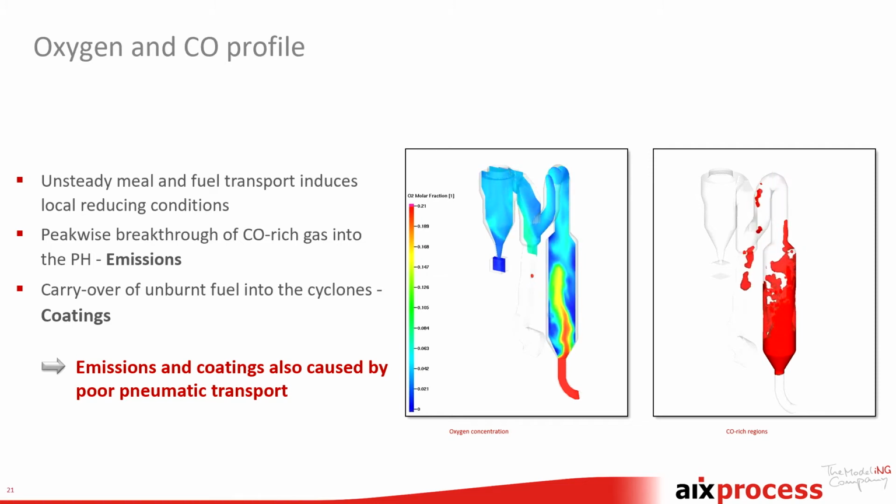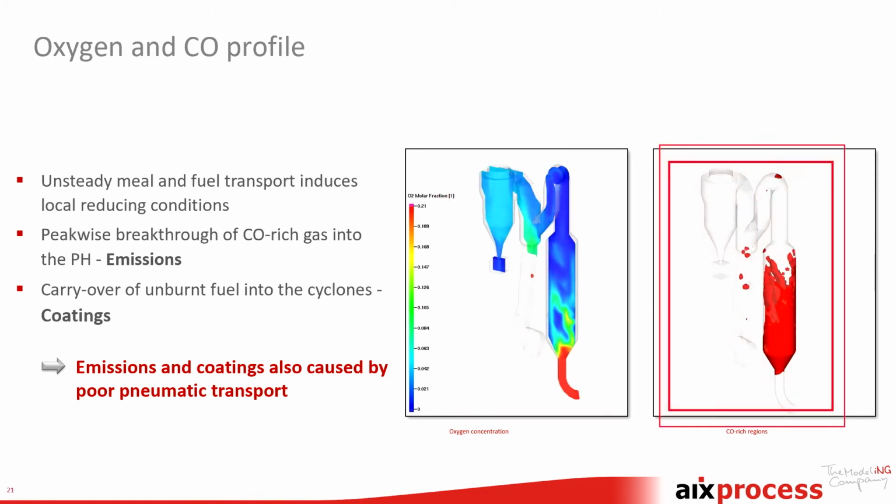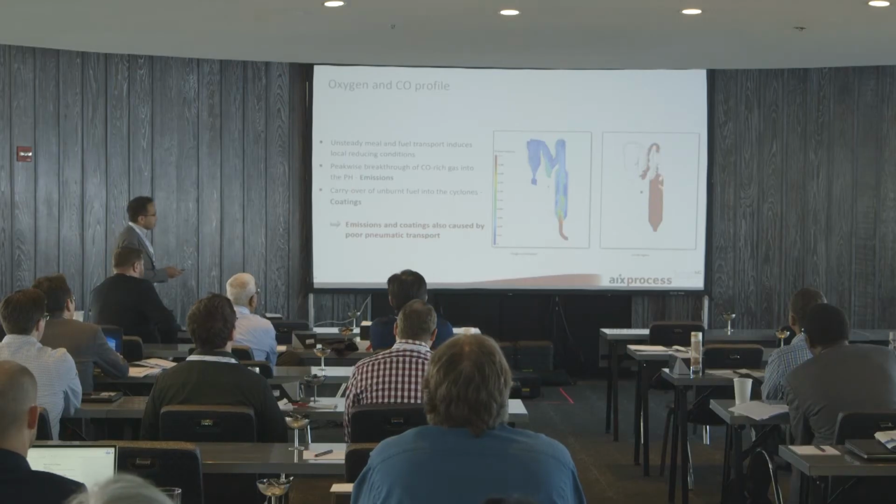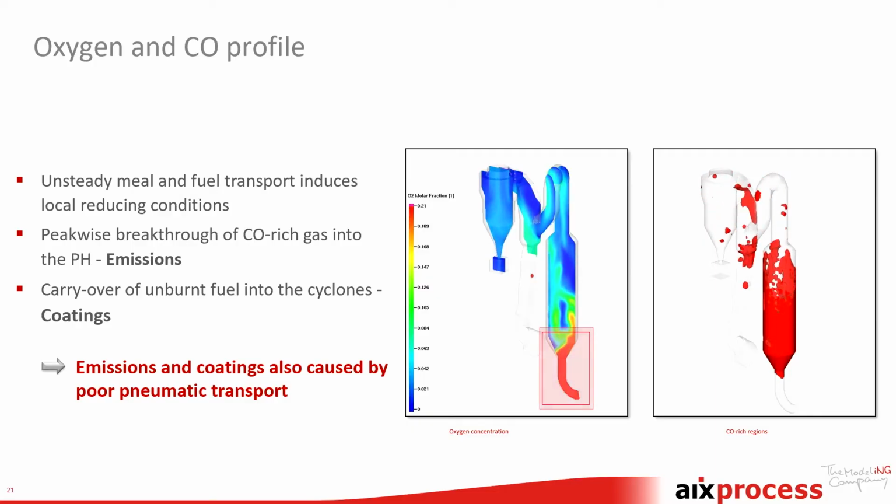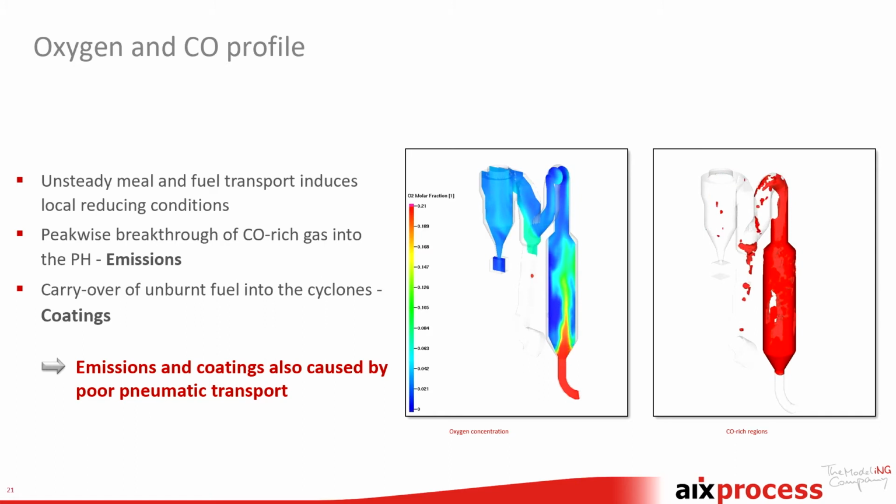So this is one topic, and if we want to look at the reactions, we have the oxygen concentration on the left-hand side, and here is an isovolume of CO-rich regions. So this is explaining not only the pumping, you can see how it's fluctuating down here, but also you have a maldistribution over the cross section. And as the calciner is just up to here, everything which is carried over here for CO means that we have unburned fuel, and we still have combustion within the cyclone, which leads to coating and build up of layers you certainly don't want to have. So this is also caused by poor pneumatic conveying.